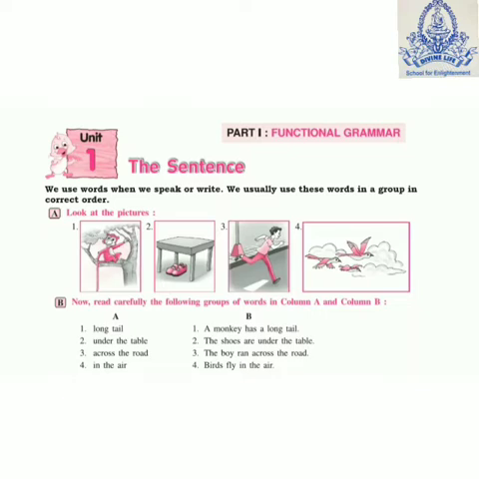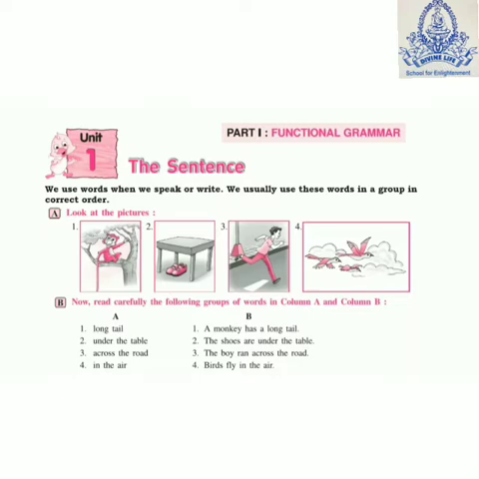So now look at these pictures, and after looking at these pictures, read carefully the sentences given below in column A and column B. Now in column A, the first one, two words are given: long tail. Does it make a complete sense? It makes sense, but it doesn't make a complete sense. This is not a complete sentence.